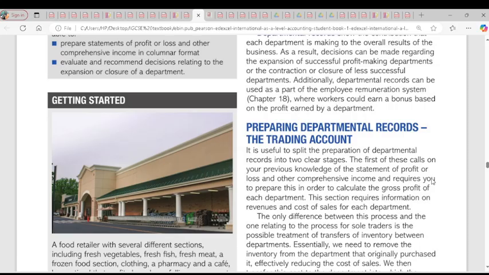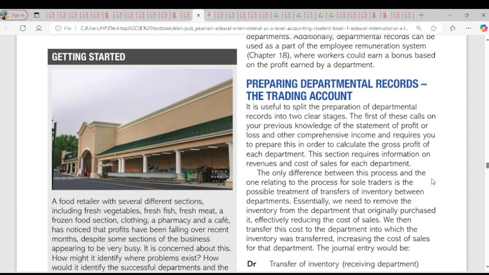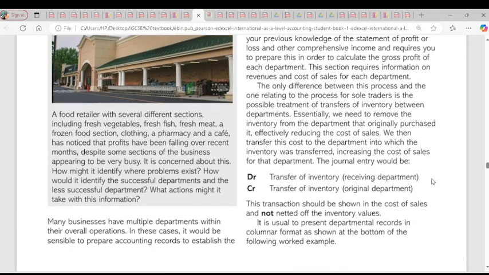So there's always going to be double entry there. You debit the transfer of inventory to the receiving department, and you credit the transfer of inventory to the giving department, or the original department. Is it clear? Is it clear, please? Yes. So now we go to preparing departmental records.